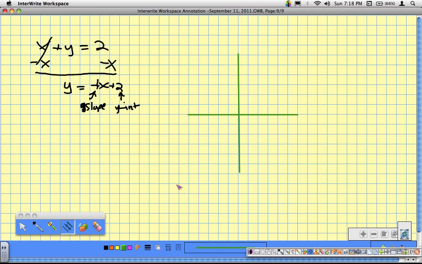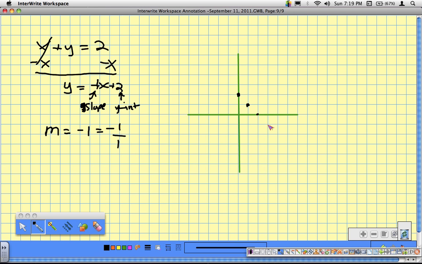And we'll plot our points. So our y-intercept, just like in the previous couple of problems, has been at 2. So we'll put our point. And again, the slope of negative 1 is the same as negative 1 over 1. So our rise is negative 1, our run is 1. So we go down 1, right 1, down 1, right 1, down 1, right 1.